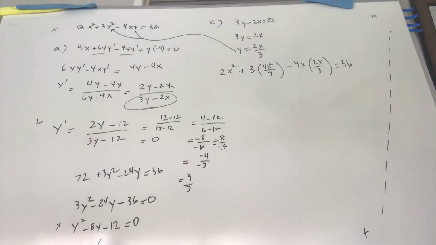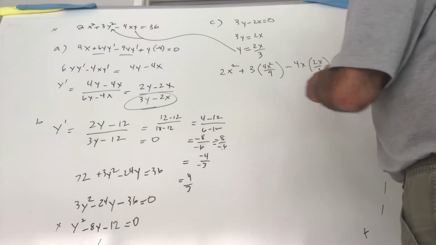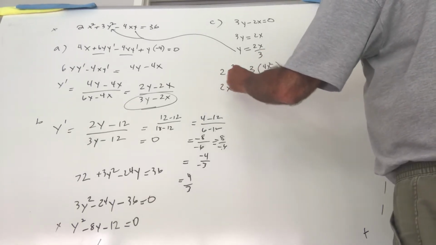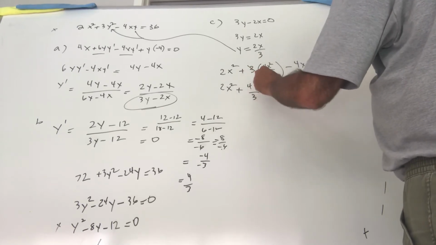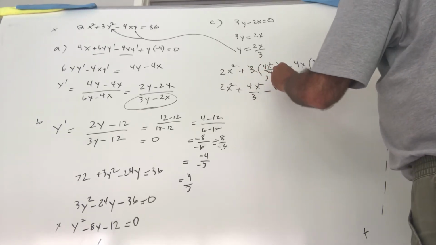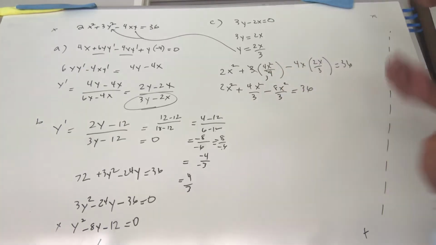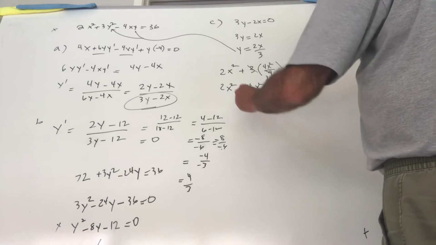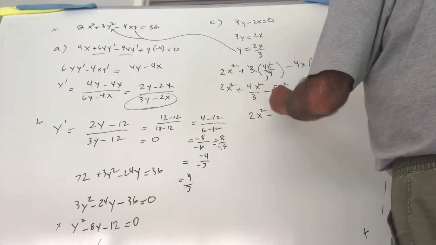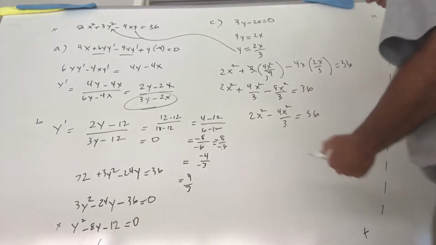Now, I think this equation is not that bad. I mean, it's not pretty in any sense of the term. So what do I get? 2x squared plus 4x squared over 3 minus 8x squared over 3 equals 36. So I get 2x squared minus 4. The algebra here is kind of up to you. Let's multiply by 3 just for the heck of it.